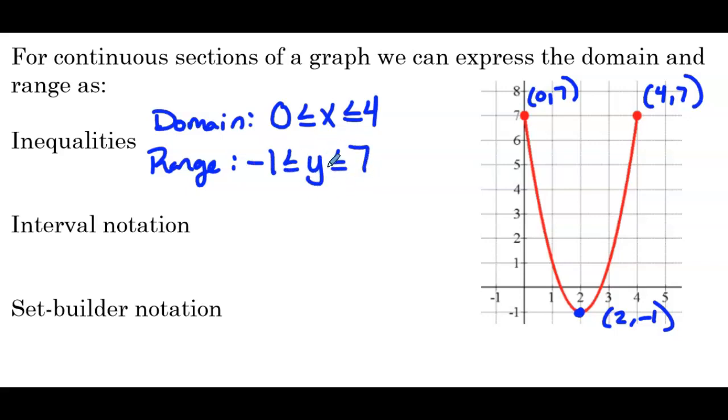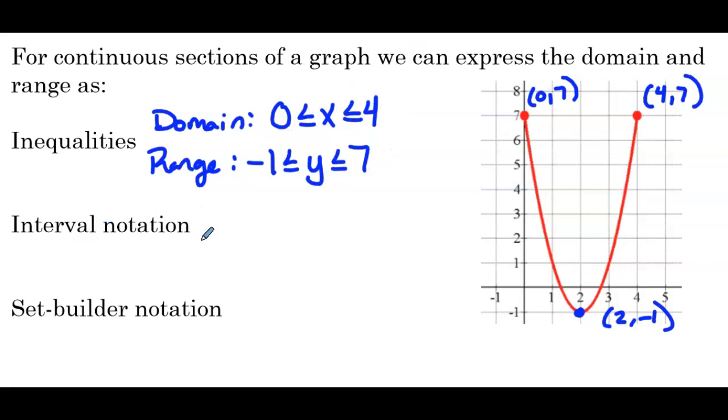It's important to make that distinction with a y when we're talking about the range, because the range describes the set of all outputs, or the y-coordinates of each point. So we have to be careful with our variables. That's a common mistake that I see students make.